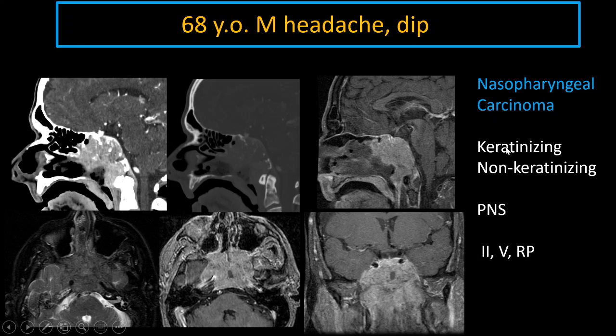Nasopharyngeal carcinoma can be keratinizing or non-keratinizing, and a substantial portion of non-keratinizing nasopharyngeal cancers are related to Epstein-Barr virus. It has a propensity for perineural spread of tumor, direct extension into the central skull base, as we see in this case, and metastasis to cervical lymph nodes, particularly levels 2 and 5 lymph nodes, as well as retropharyngeal lymph nodes.